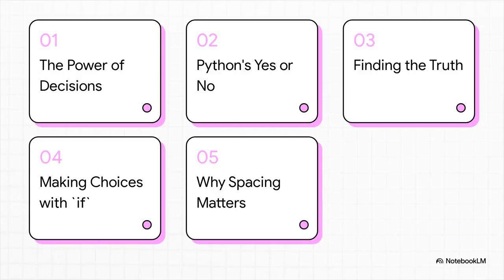Okay, so here's our roadmap. We're going to start with why programs need to make decisions in the first place. Then we'll get into Python's simple yes or no system. We'll see how Python can find the truth in some pretty surprising places, build our first decision with an if statement, and then we'll wrap up with what is maybe the single most important formatting rule in the entire language.